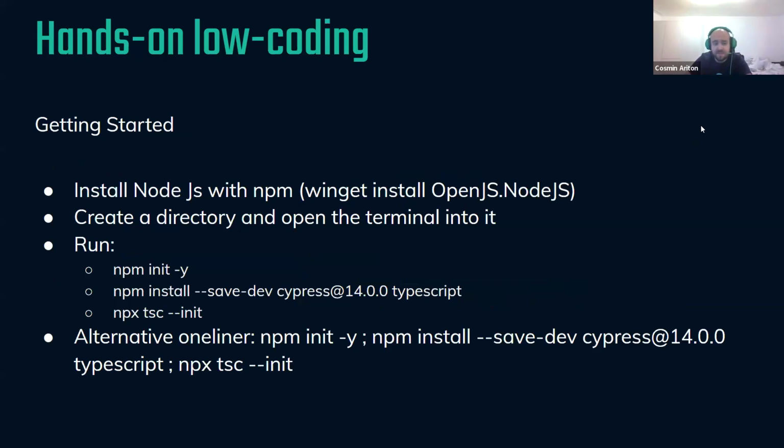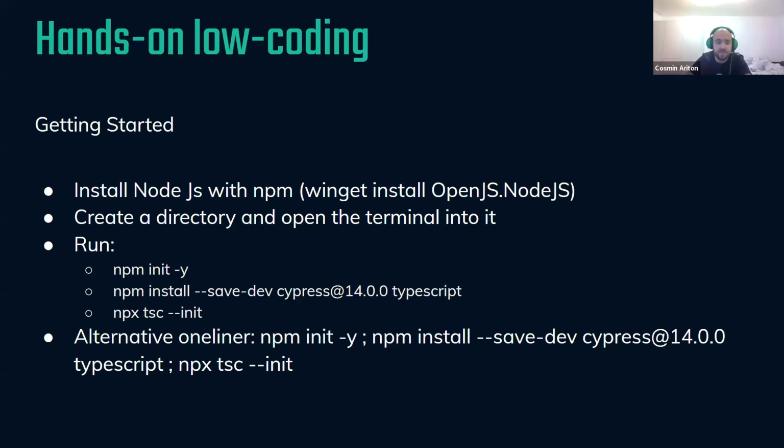The installation is very easy. You need to have Node.js with npm. The easiest way to do that in Windows is just running the command winget install openjs node.js. Other ways are just simply going to the Node.js website and downloading the executable from there. In Linux, I think you can do just a simple apt install npm, and it will be installed in the computer.